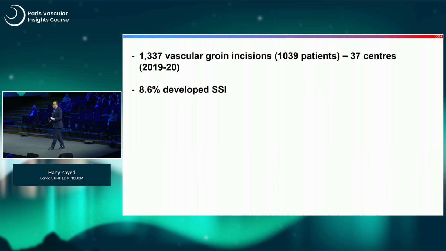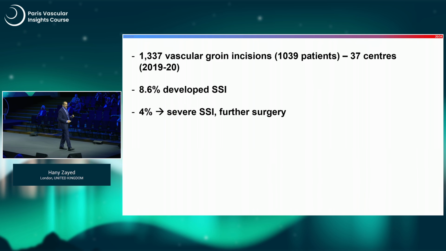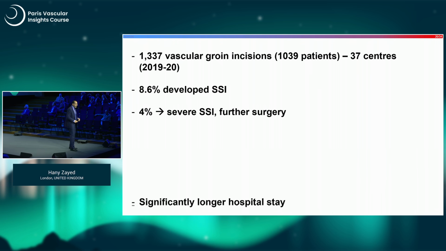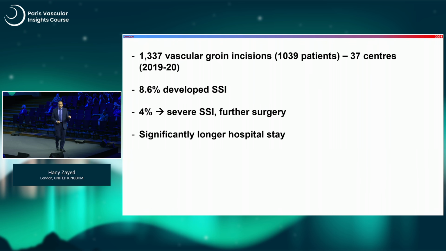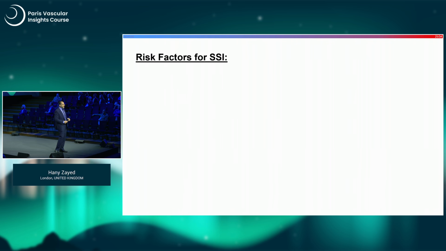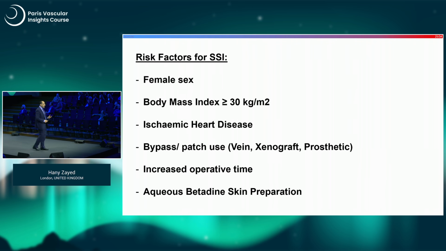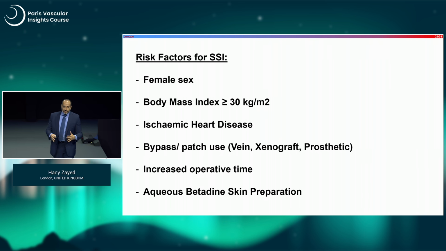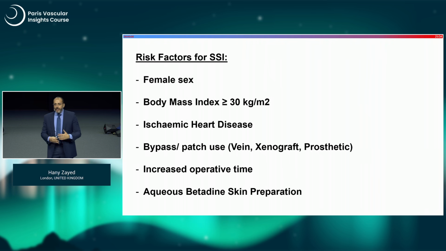More than 8% had groin infection. 4% had severe surgical site infection requiring surgery, like abscess, hematoma, collection, and so on. And those who had surgical site infection had significantly longer hospital stay, and you talk about the costs here. And those also who had surgical site infection had significantly higher incidence of acute kidney injury. And look at the risk factors for surgical site infection. These are the ones. And if you look at the middle four, you will probably see that these are the standard profile of a typical vascular patient. Diabetics, ischemic heart disease, overweight potentially, and most of us use patches, whether bovine or prosthetic.